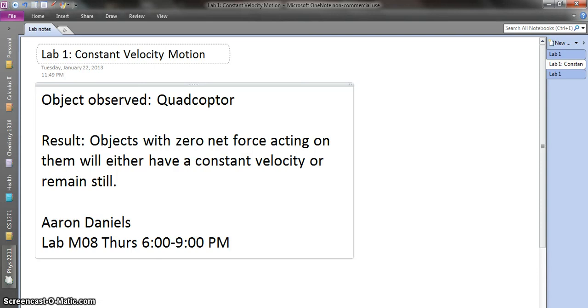For my lab, I observed a quadcopter moving across my camera, and the result from this lab was that objects with zero net force acting on them will either have a constant velocity or remain still.